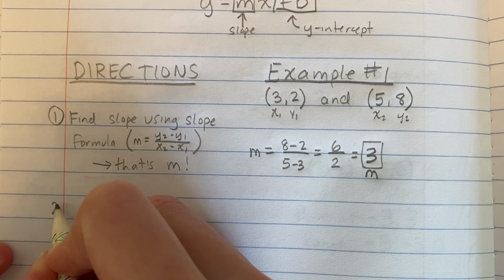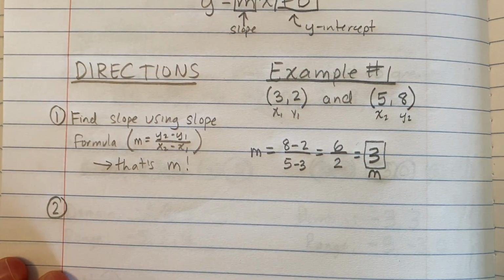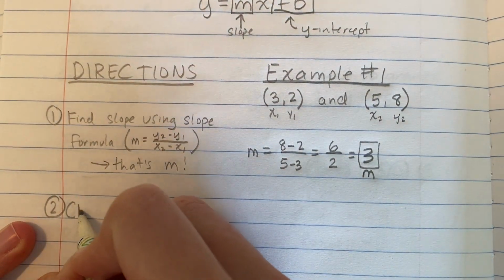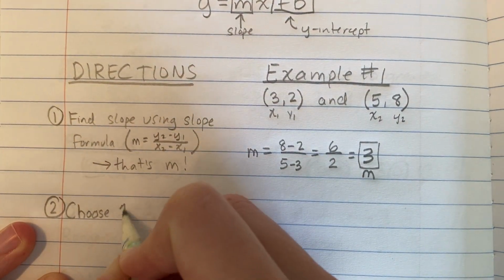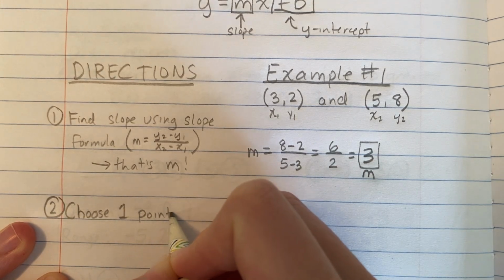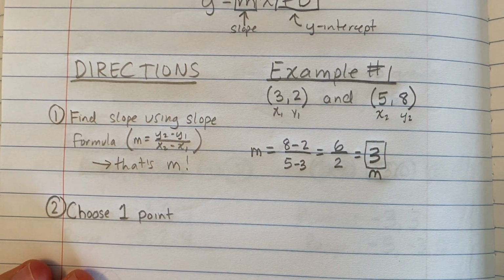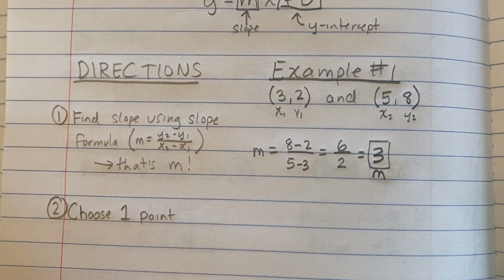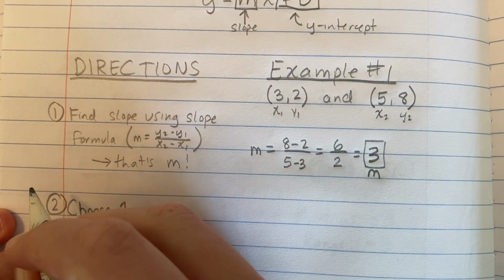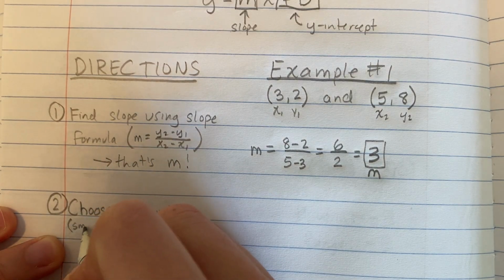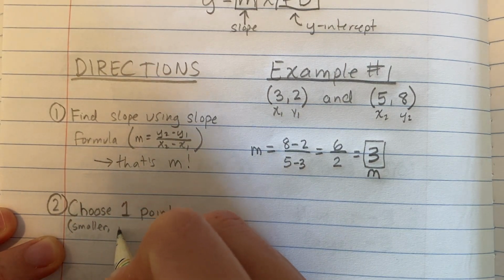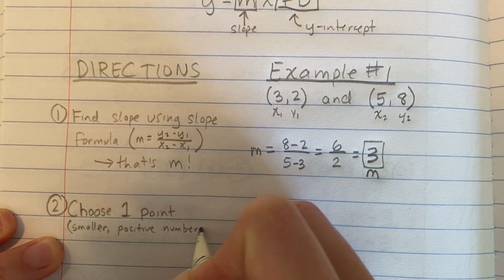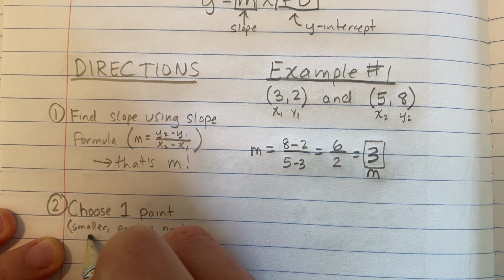Now step 2. And this is where some people get tripped up. You've been given 2 points. Now you're going to choose 1 point. It doesn't actually matter which one. You'll get the same answer regardless of which one you use. What I like to do is choose smaller numbers. I like to choose positive numbers. Not because they're better, but because they're easier.